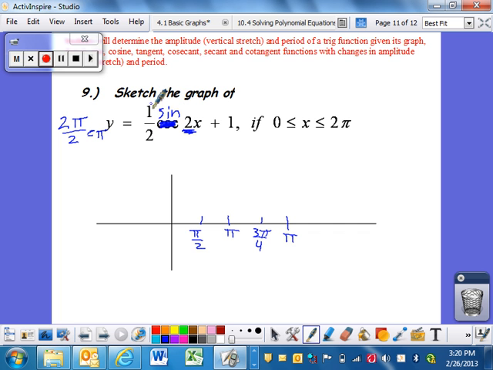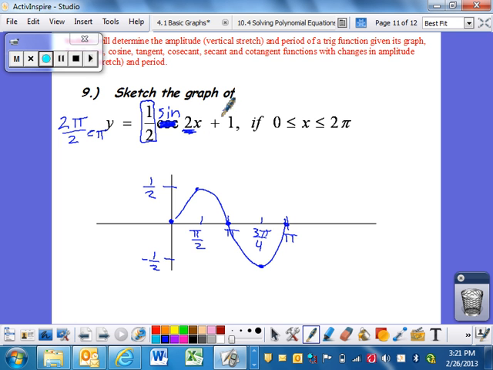So how far up? What's our amplitude? We know this is our A. So how far up do we go from the x-axis? We go up to 1/2. We go down to negative 1/2. Okay? Where do we start? We always start at 0, and we always go up. Back to 0. Down to negative 1/2. Back to 0. So that's going to end up being our sine curve, right?